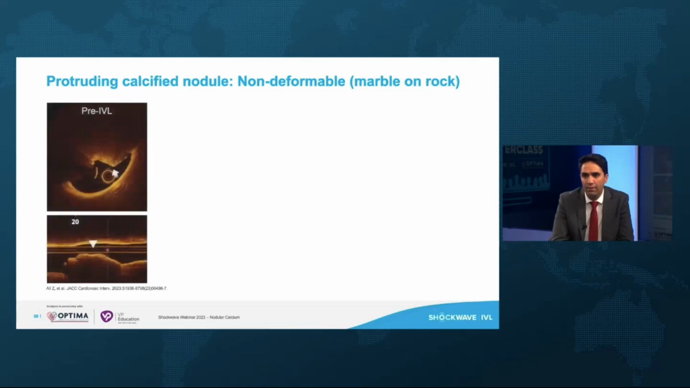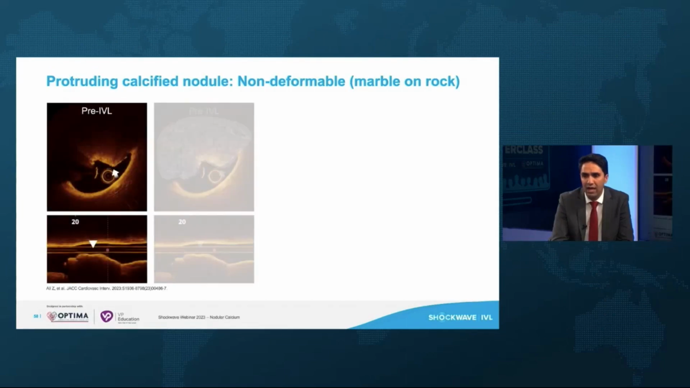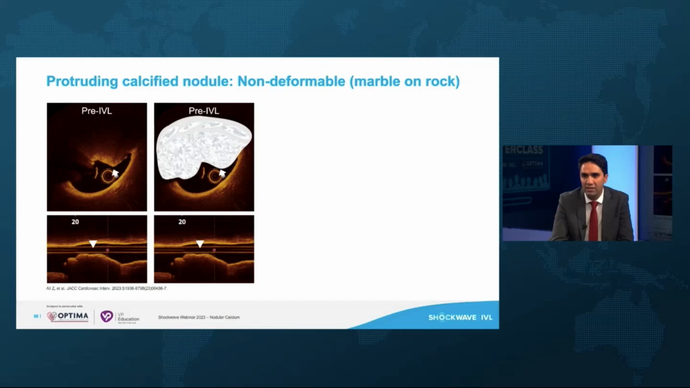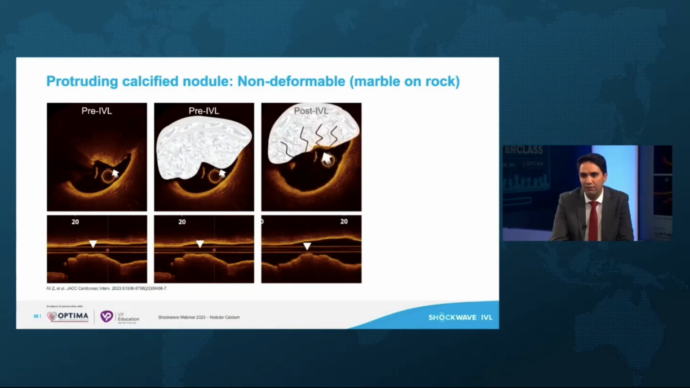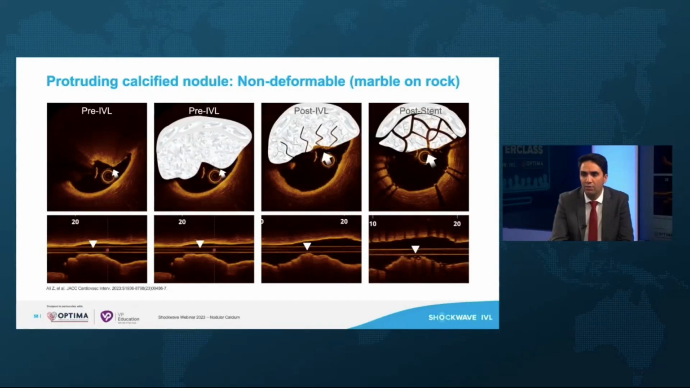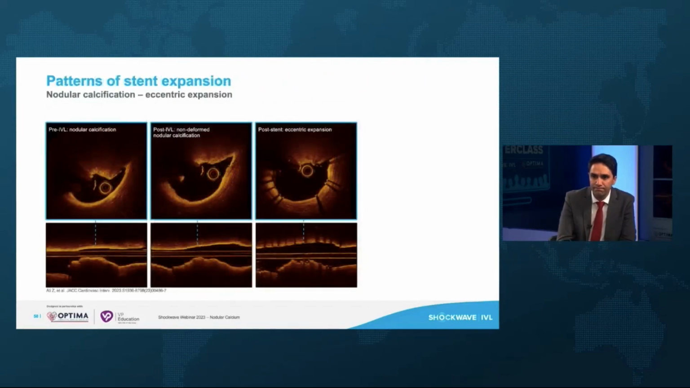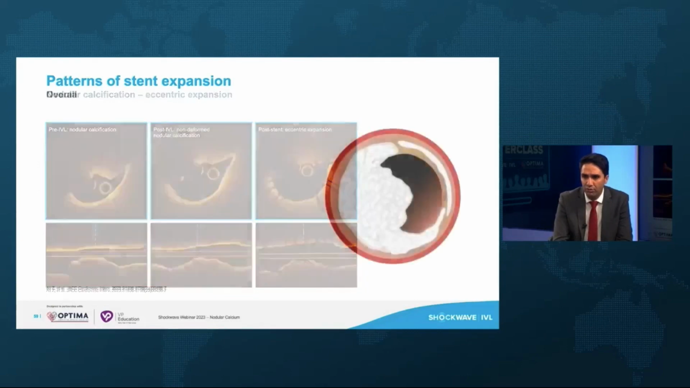Now, we also have to worry about these protruding calcified nodules and what the potential impact of IVL is in these patients. The potential impact, of course, is to create fractures into the nodule, which may be able to break the calcium into smaller fragments and push it out further, improving compressibility and vascular compliance. When we look at these patients who have nodular calcification that were non-deformable with eccentric expansion, we did see eccentric expansion and asymmetry, but very good minimal lumen areas.